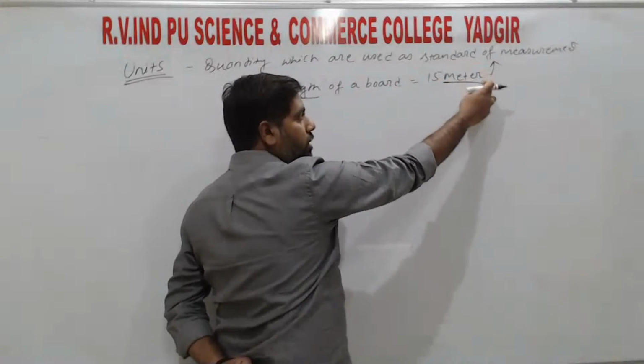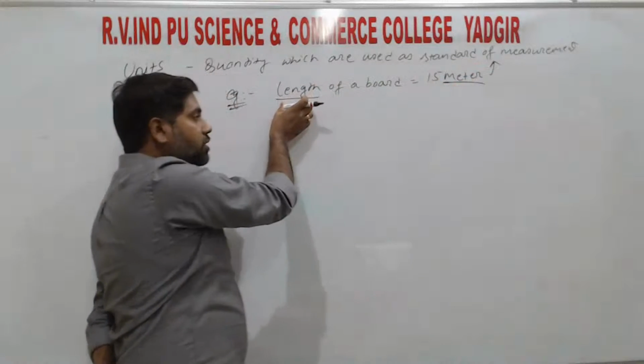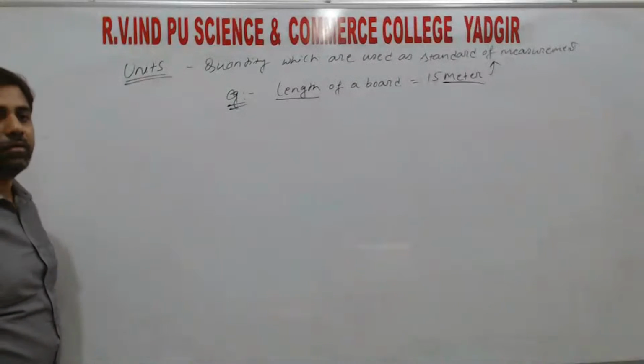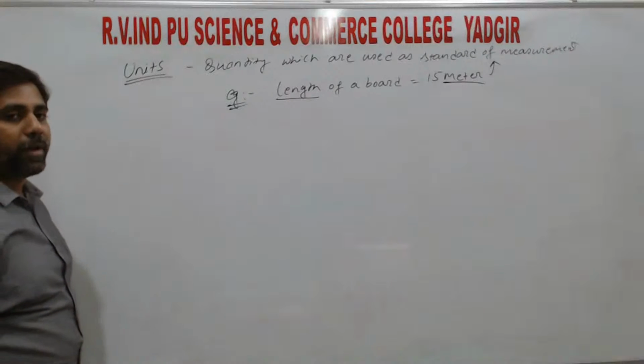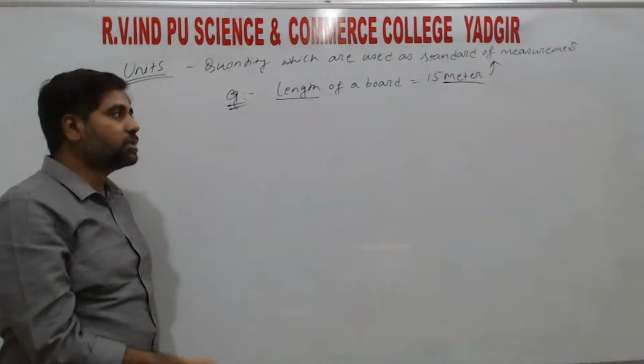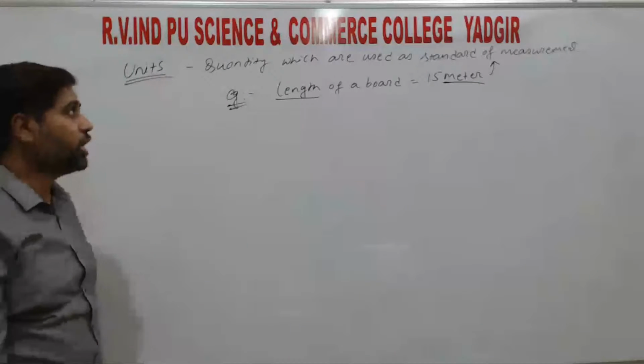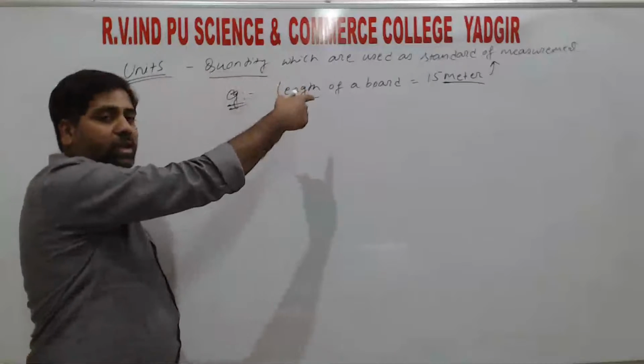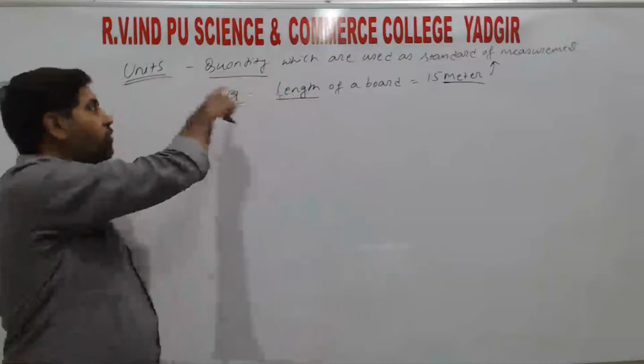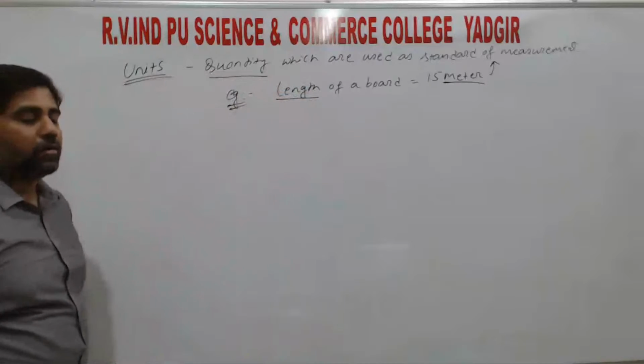So meter, we call it a unit. So length is a physical quantity, right? Similarly, the mass of a bag is 2 kilograms. So mass is a physical quantity, kilogram is a quantity which is used as a standard of measurement. So in one word we call that a unit, right?